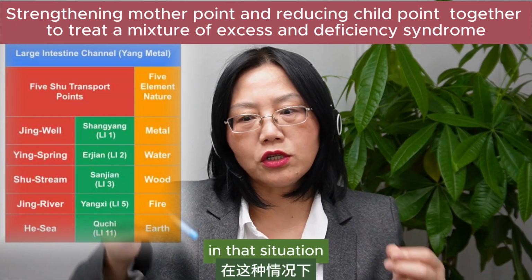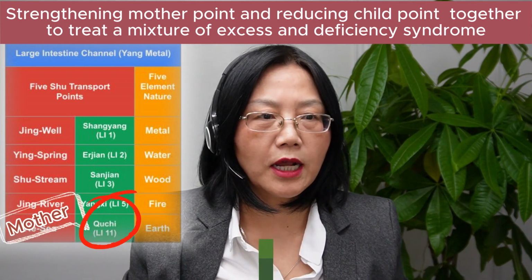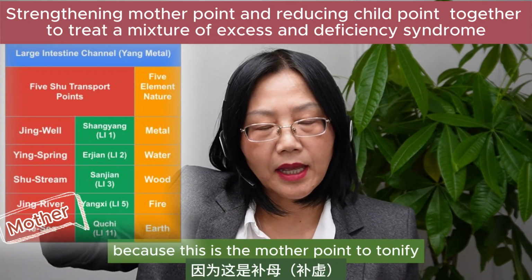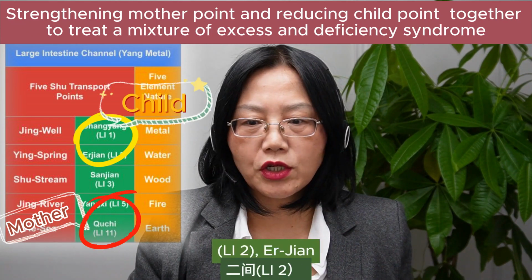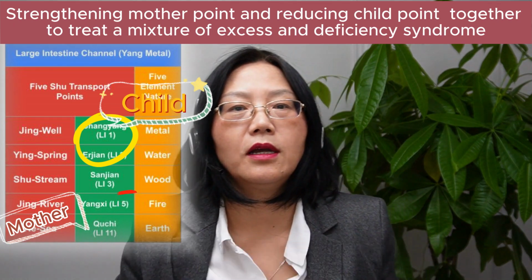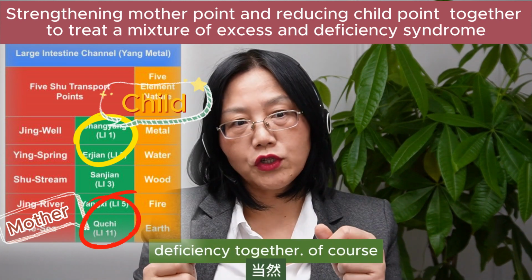If that is the case, you know deficiency dominates, but with some excess. In that situation, you are going to focus more on needling 曲池, large intestine 11, because this is the mother point to tonify. After that, you can choose large intestine 2, 二间. This is the child point to do a little bit of reducing. Okay, that's a combination, for a person who has excess and deficiency together.